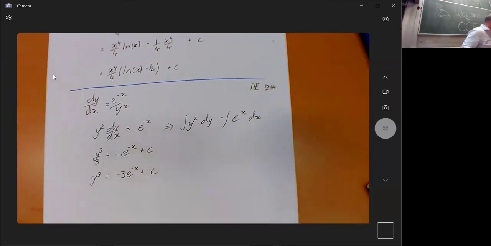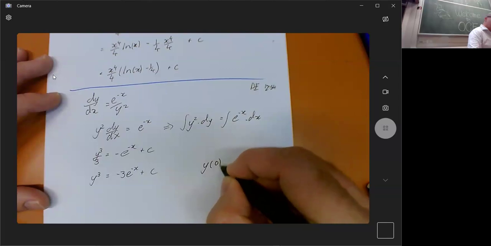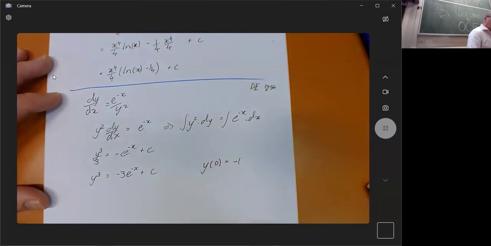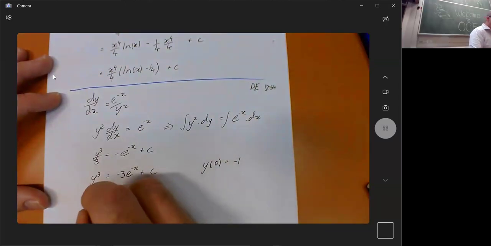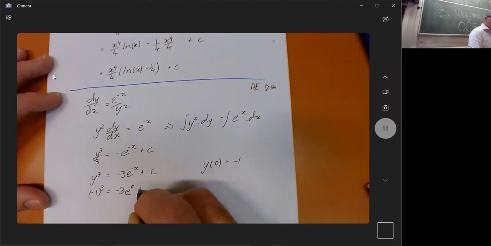Because I haven't used the initial condition, did I have an initial condition? Yes, I did. I got told that y of 0 is equal to minus 1. So I could go minus 1 cubed is equal to minus 3e to the power 0 plus c.